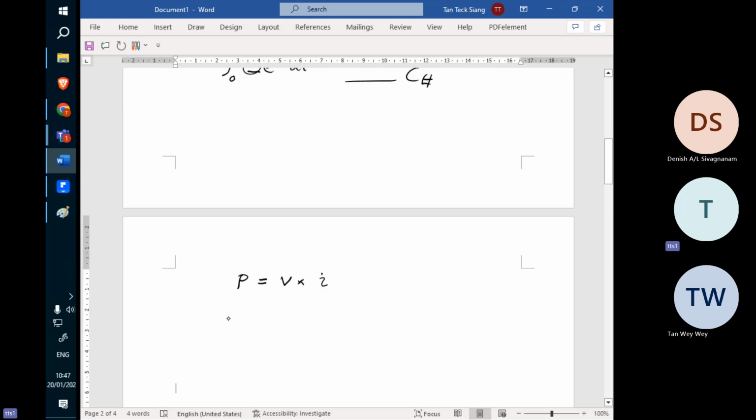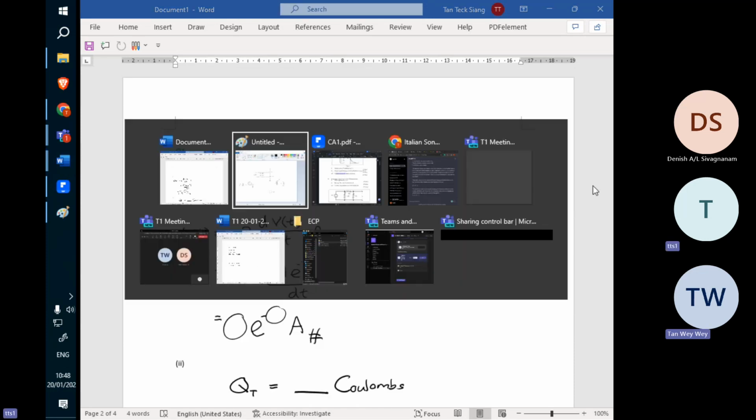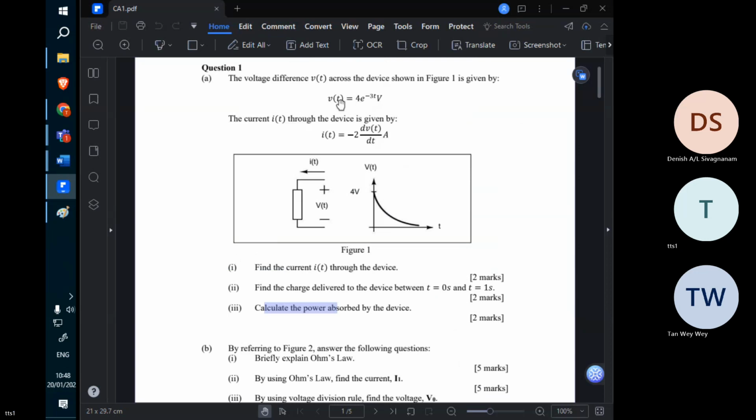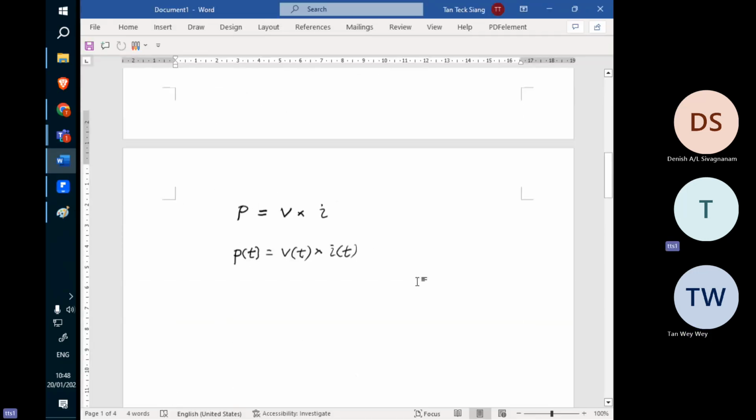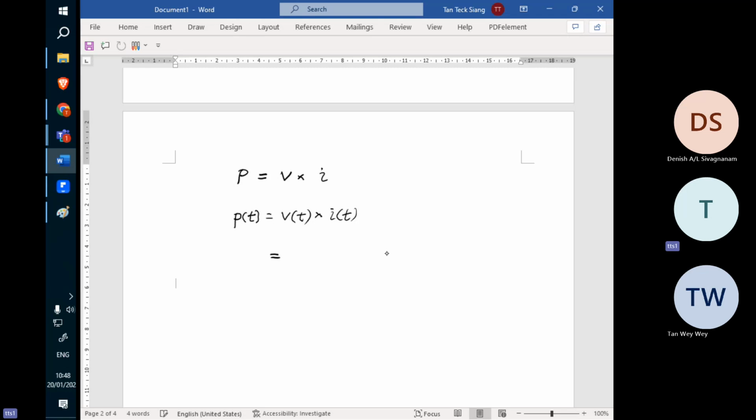In this case, we need to use a better term: power as a function of time. That means this power will change with time. It's not constant. It's v(t) times i(t). You already have v(t) and i(t), the ones you just found from part 1. So you just multiply them together, and you will get the answer in the unit watts.